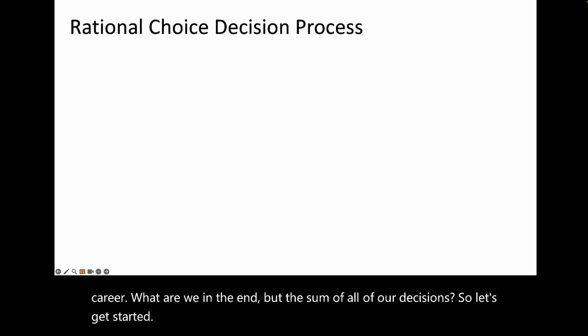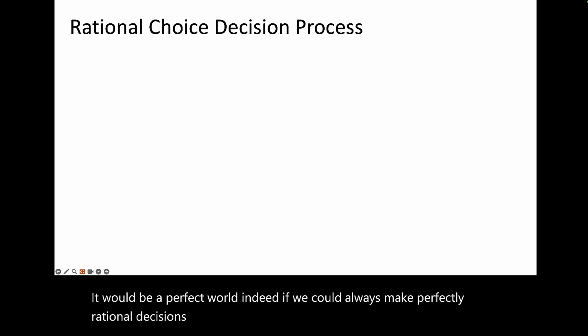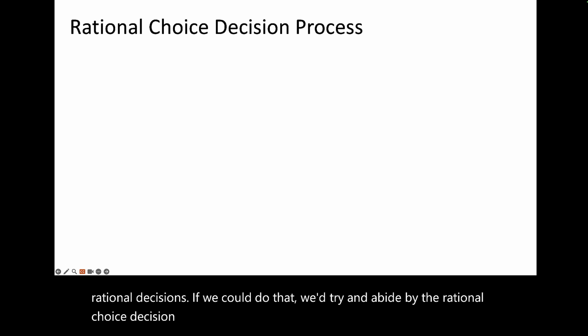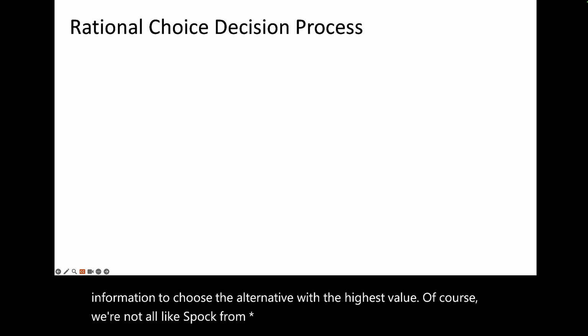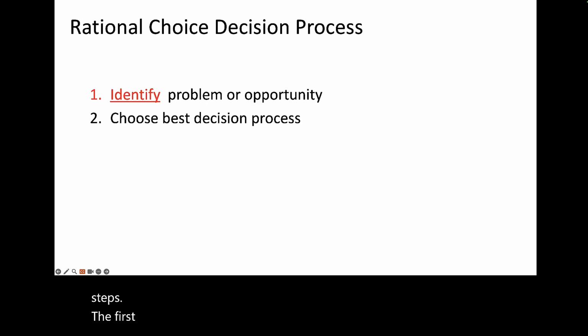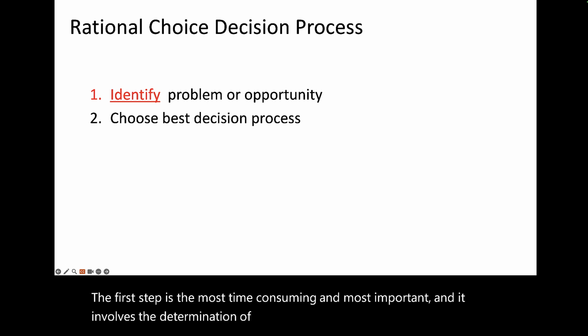It would be a perfect world indeed if we could always make perfectly rational decisions. If we could do that, we'd try and abide by the rational choice decision process, which is a paradigm that suggests that in decision making, people should, and typically do, use logic and all available information to choose the alternative with the highest value. Of course, we're not all like Spock from Star Trek, but if we were, we'd follow these steps. The first step is the most time-consuming and most important, and it involves the determination of whether we have a problem or an opportunity.